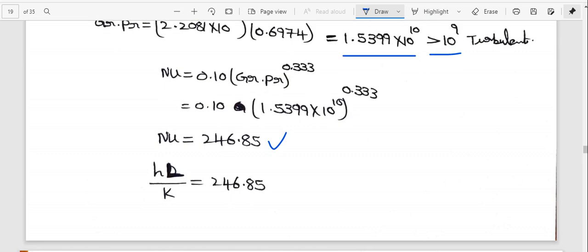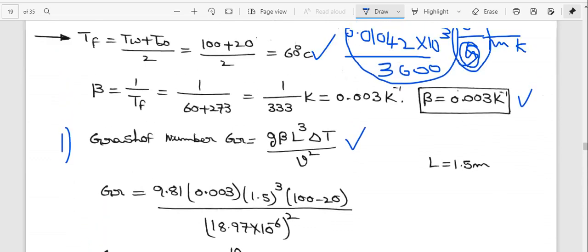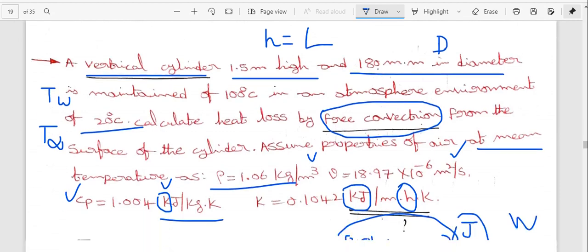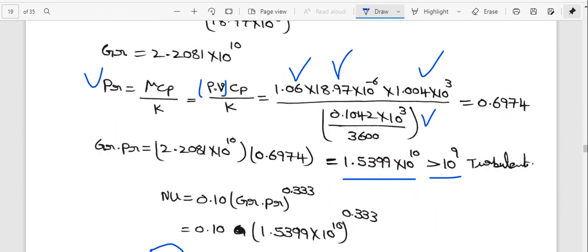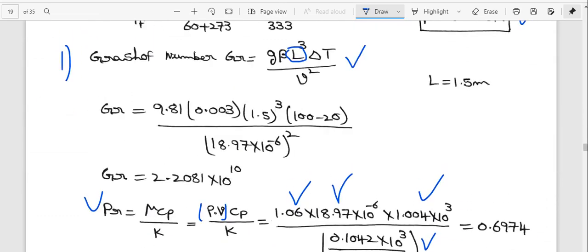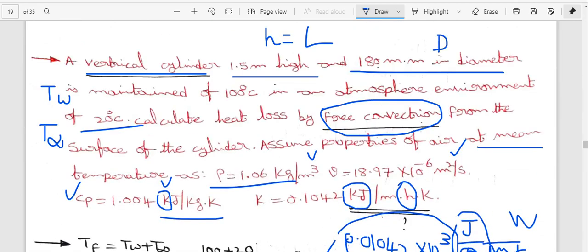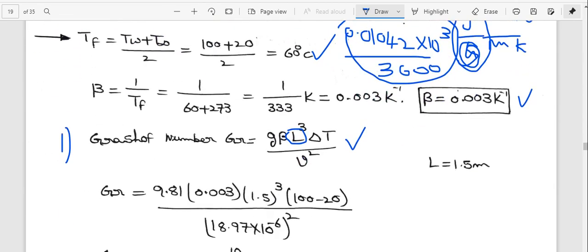So here Nu is equal to hL by k. In this question we consider the length value. For the vertical cylinder, 1.5 meters height, that's why I am considering the L value. In case of any vertical cylinder, we can take L, or L replaced with the diameter also. So both we can take. In this question I am considering h equal to L value, that's why I am considering x equal to L.